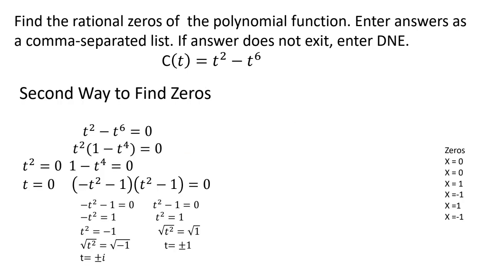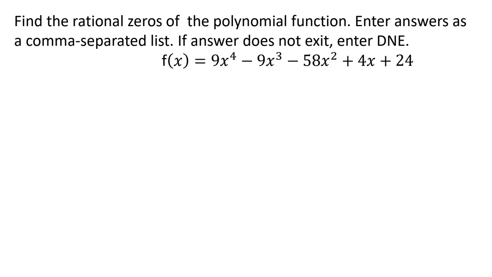All right. So again, these are our zeros: 0, 0, 1, -1, 1, and the -1. Okay. All right. Let's look at this next example. Find the zeros for this polynomial.